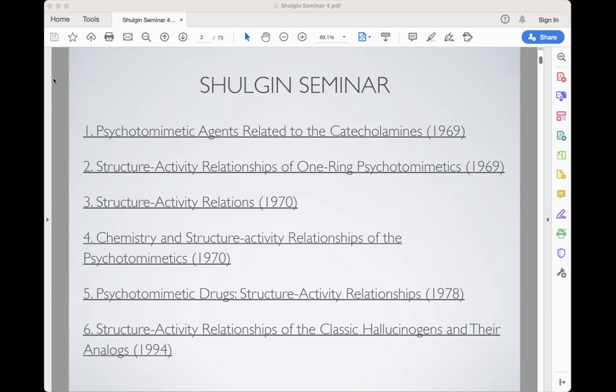And then we have a decade of papers, and 2 of them are published in '69, 2 of them in 1970. Then a few years later, there is this '78 paper. All of them have structure activity relationship in the title. And finally, in 1994, there is one more, written with Peyton Jacob III.